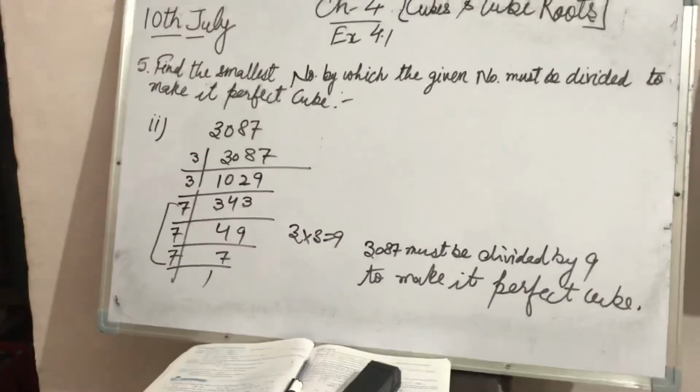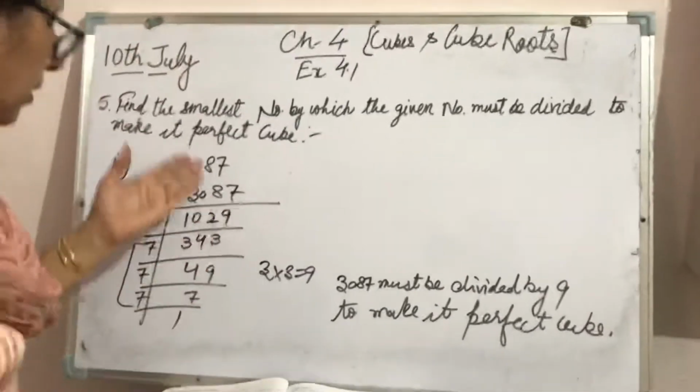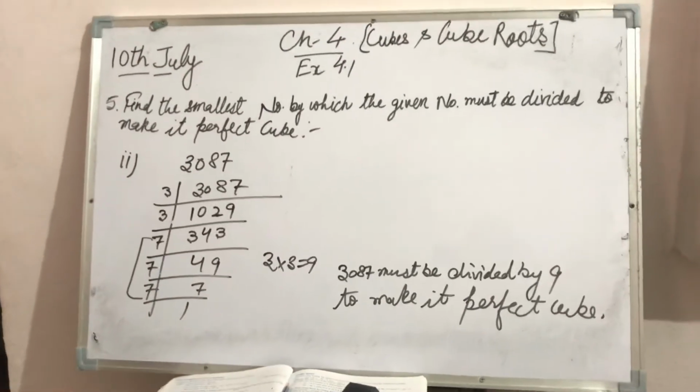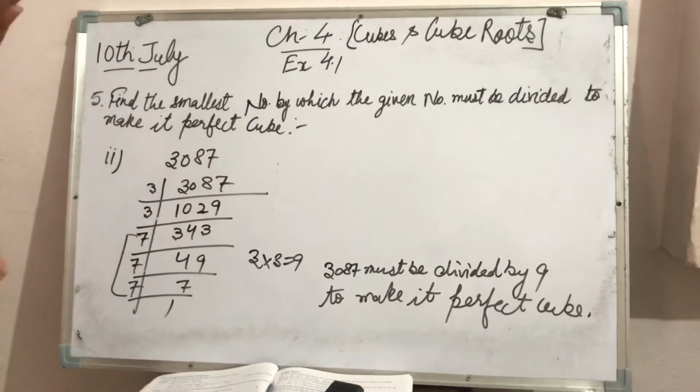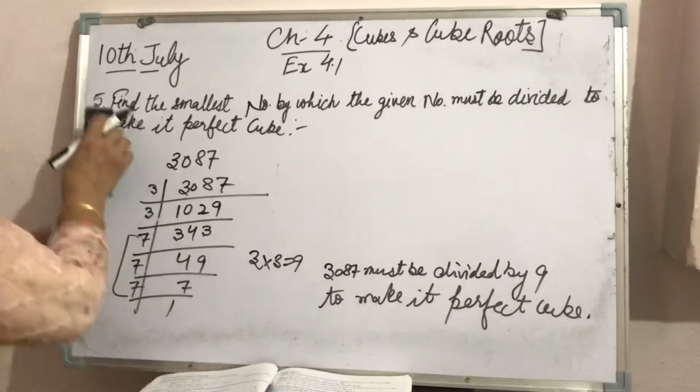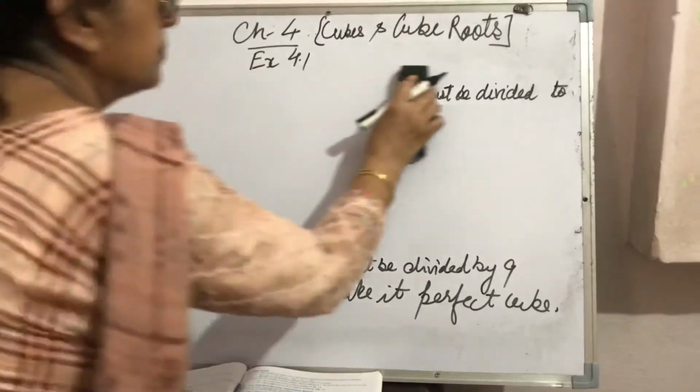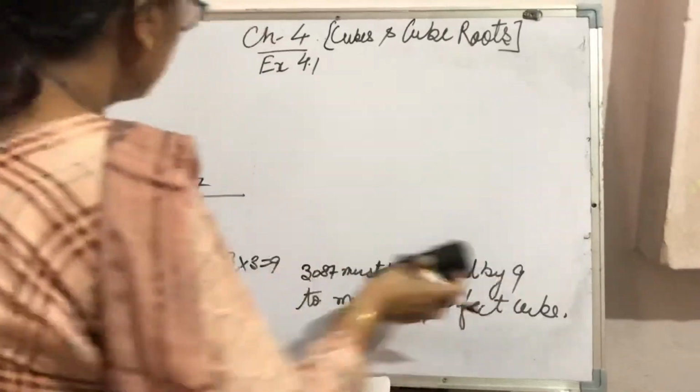So the third part you can do yourself, very simple. You just have to find the prime factors. Then question number 6. Note down this question fast.